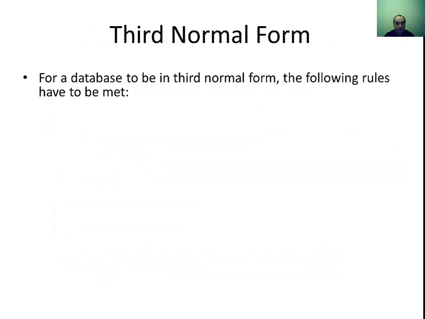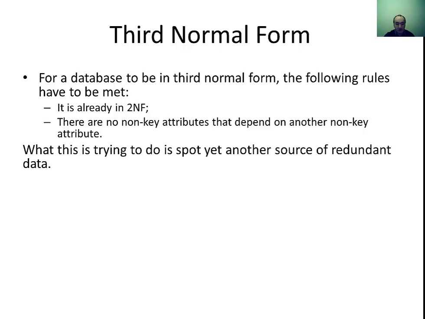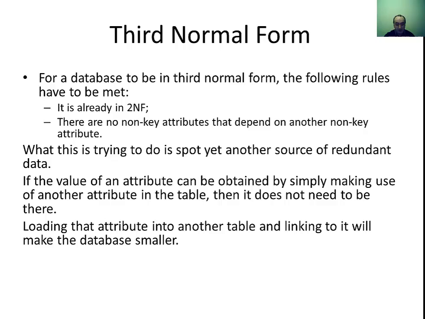For a database to be in third normal form, the following rules have to be met. It is already in second normal form. There are no non-key attributes that depend on another non-key attribute. What this is trying to do is spot yet another source of redundant data. If the value of an attribute can be obtained by simply making use of another attribute in the table, then it does not need to be there. Loading that attribute into another table and linking to it will make the database smaller.